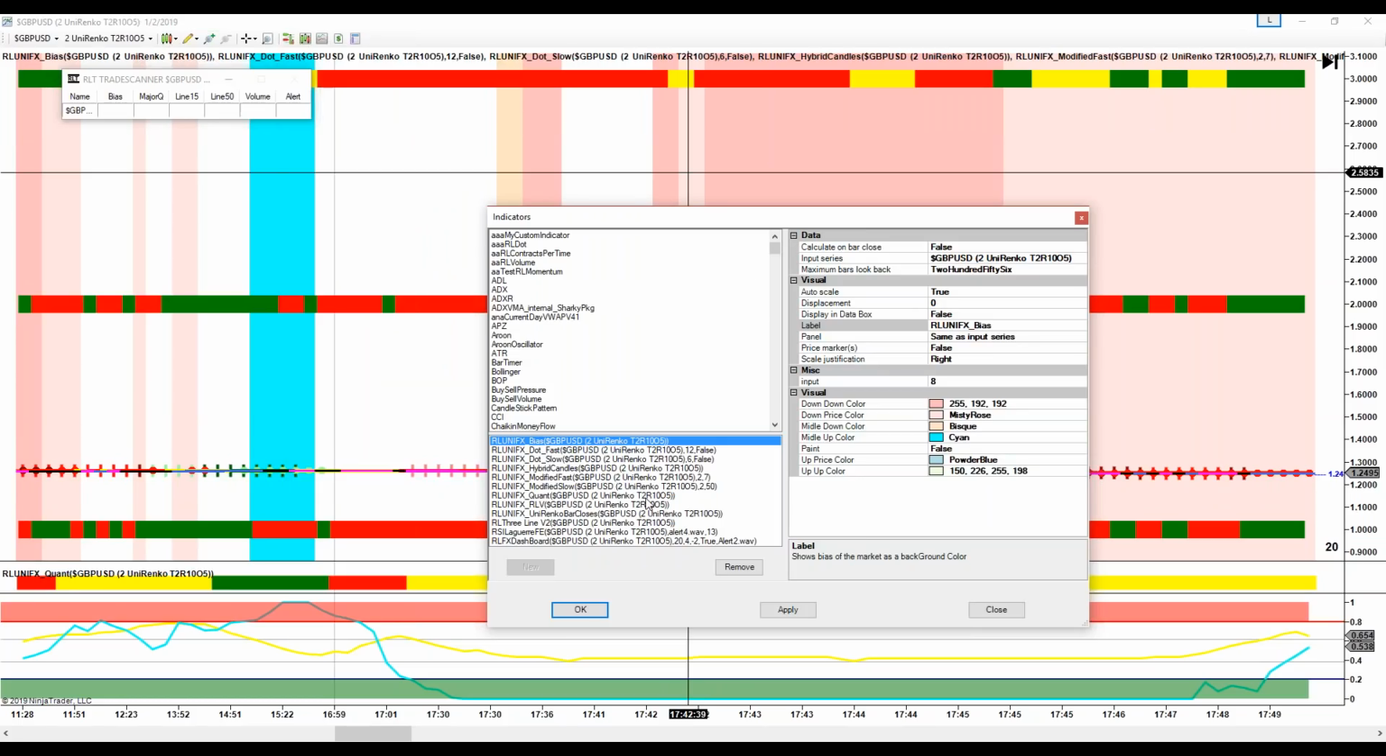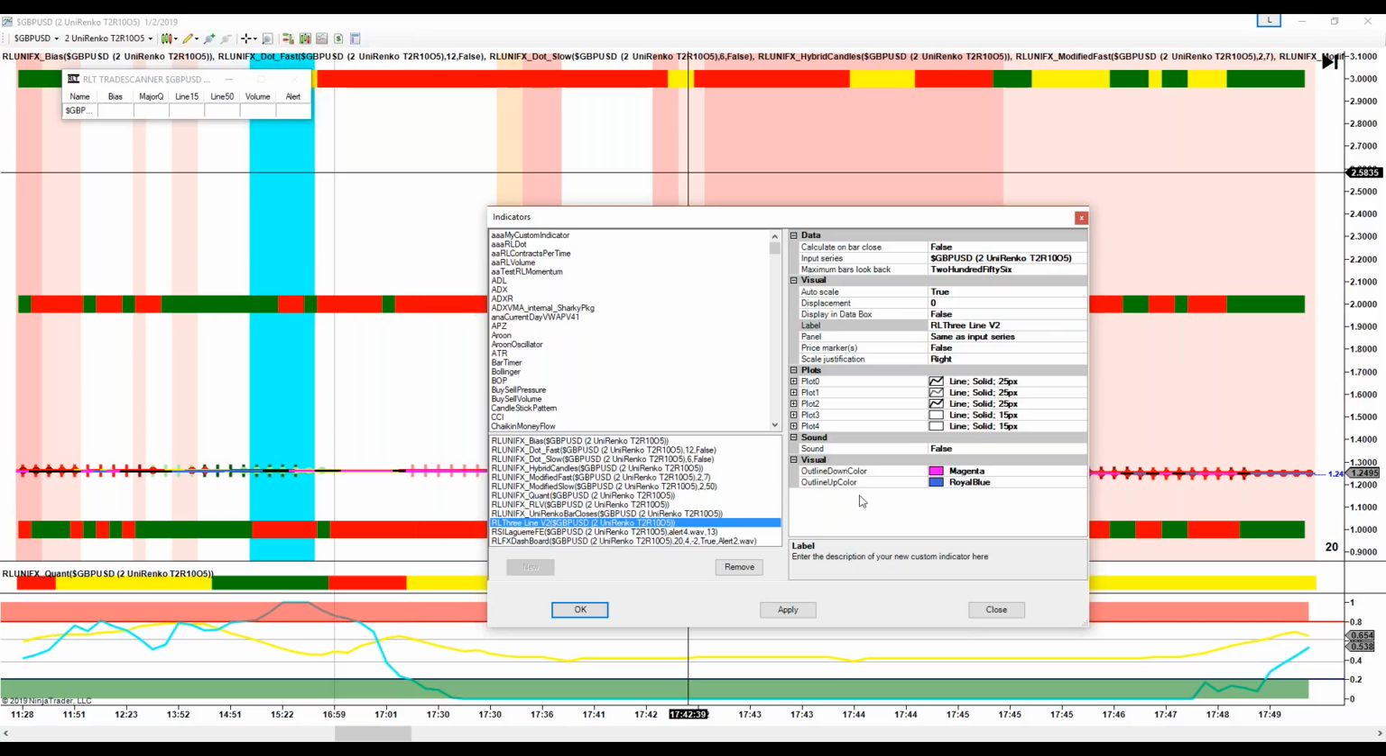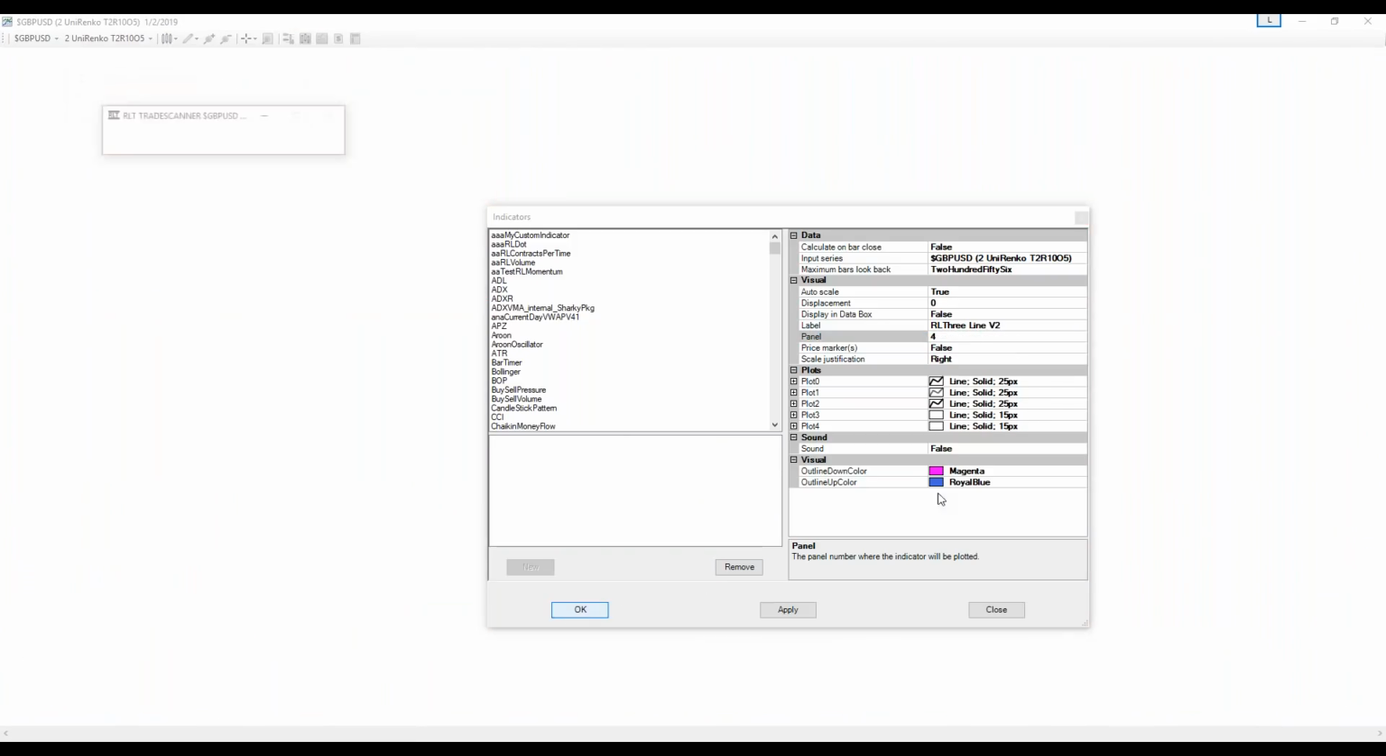Where's the 3-line here? Put it down here. Oh, wait, hold on a second here. Here's the 3-line. Let me just put it in panel 4. New panel. So I'll put it at the bottom.